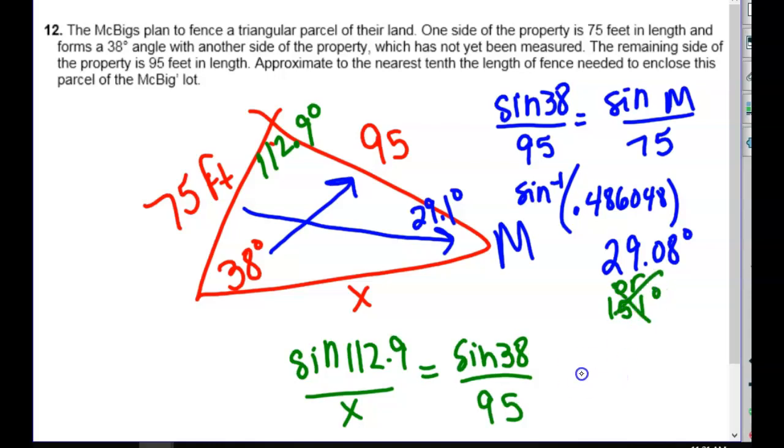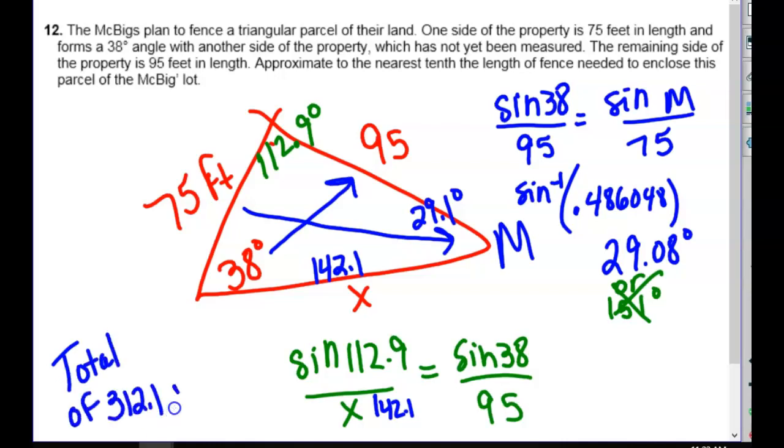All right, what did you get for X? I didn't type yet. 95 sine of 112.9, close parenthesis, divided by the sine of 38. 142.1, anybody? Now what? Add them all together. So 75 plus 95 plus 142.1. They need a total of 312.1 feet of fence.